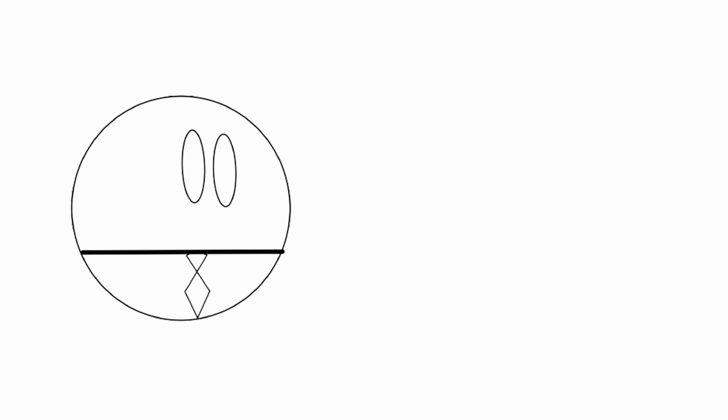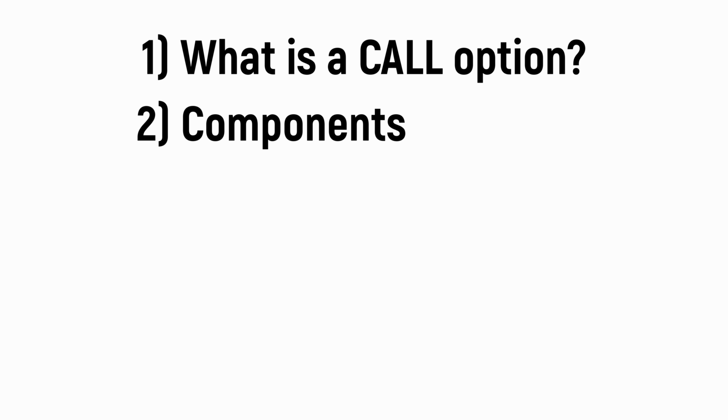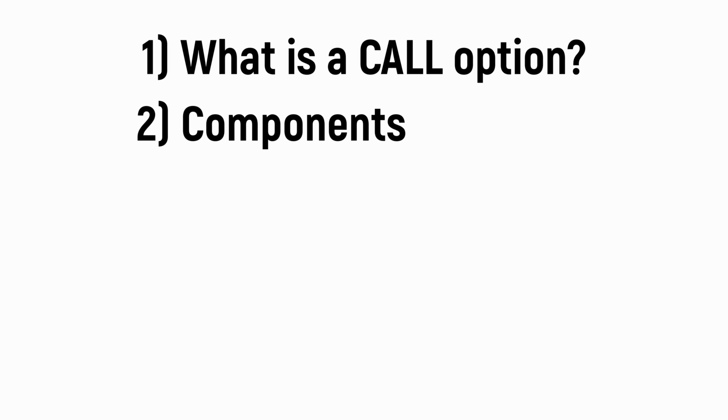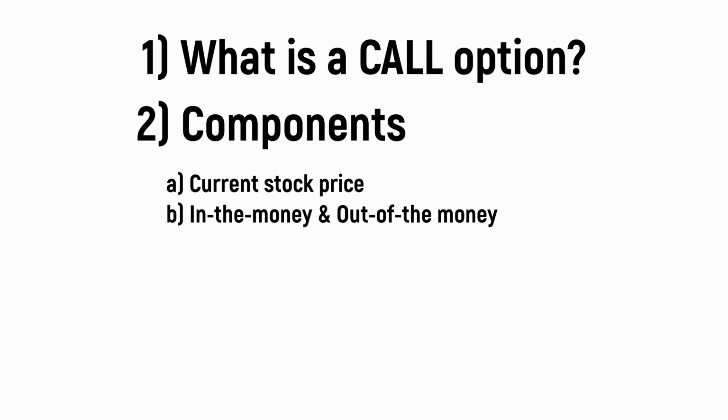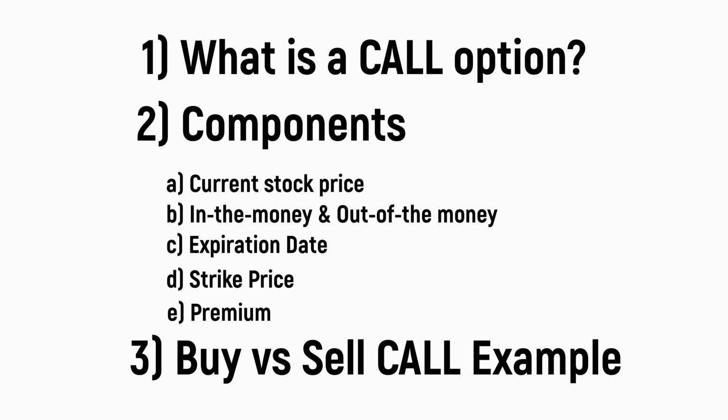Okay, with that out of the way, let's begin. First, I'm going to give you the definition of a call option. Then I'll break down the components of a call option using the most popular degenerate platform, Robinhood. And you'll see examples as I go over it, and as I try to explain the terminology and lingo, such as the current stock price, what does it mean to be in the money, out of the money, the expiration date, strike price, and the premium.